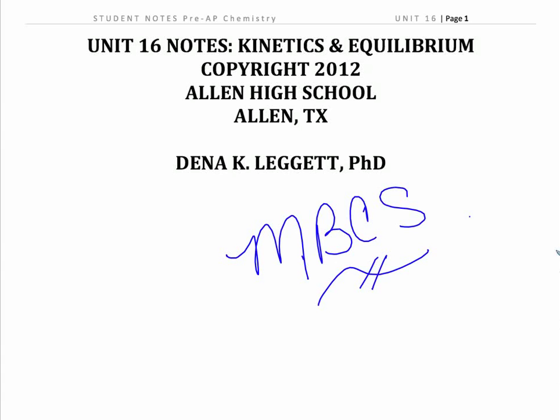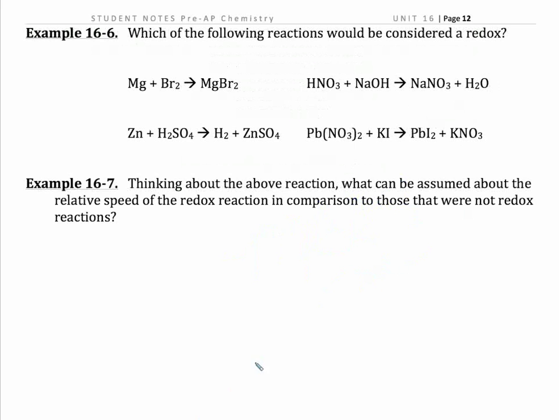Welcome back to Unit 16, Kinetics and Equilibrium. This is at the PreAP 10th grade chemistry level. Now, we were talking about factors that affect the rate of a reaction, and just as a brief, quick overview again, the first factor was the type of reaction. And this just gives us a little opportunity to review this from the very beginning of the year.